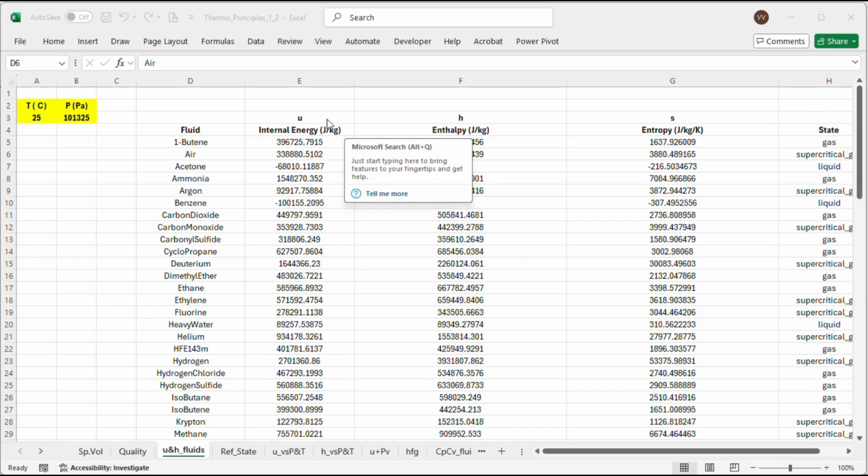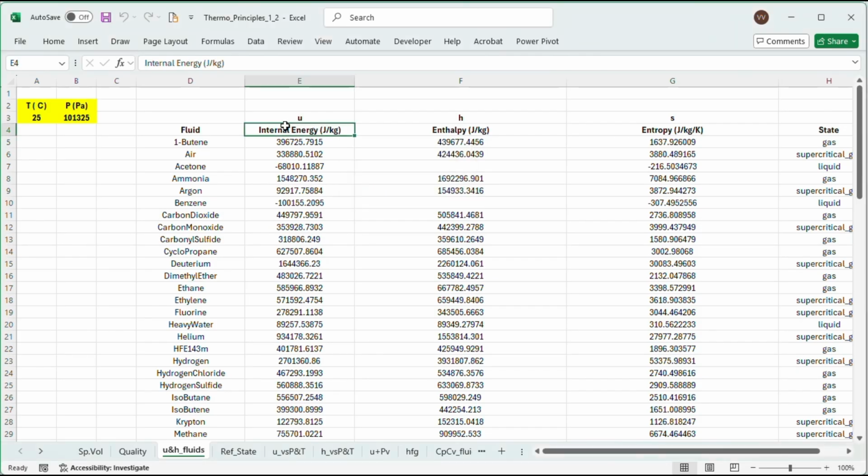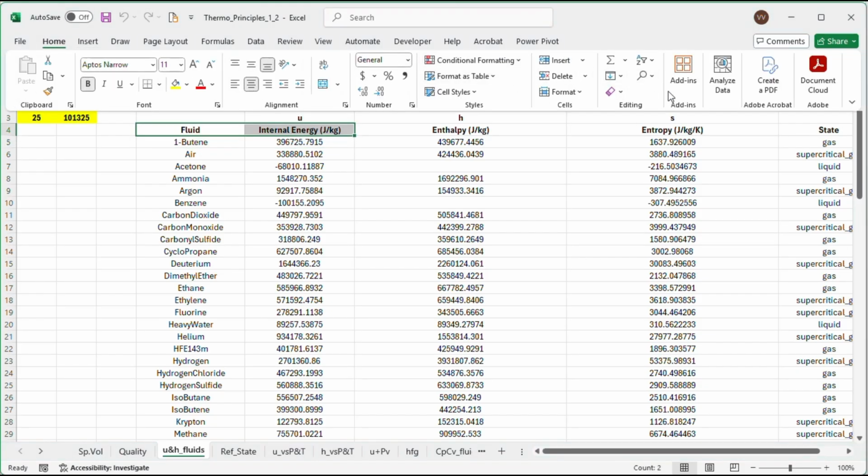Now, another thing of interest here is how the internal energy of liquids and gases compare. So for now, let's do a sorting operation here. Let's do a sort.